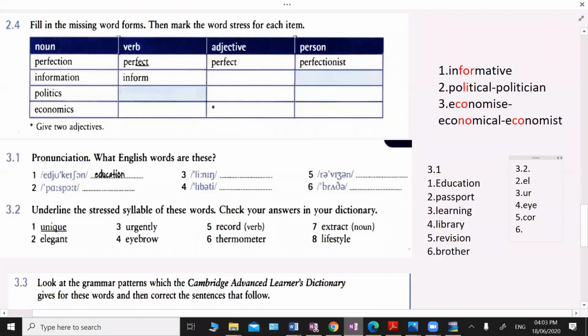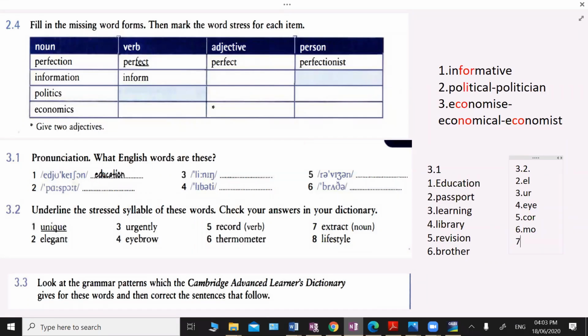Number 6. The word is thermometer. Thermometer. M-O. The stress is M-O-M. Thermo. M-O. I didn't put stress on ther. I just said it. Thermometer.